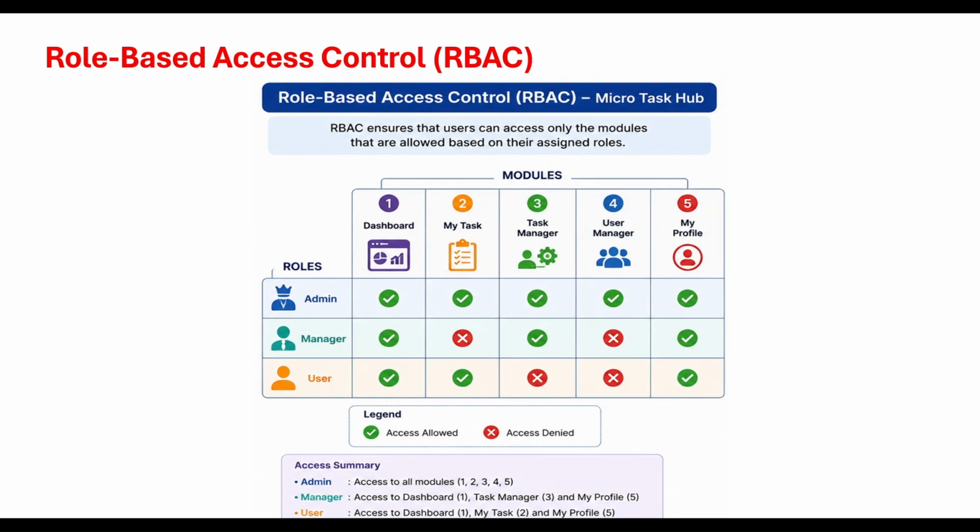Whenever the user tries to access a module or API, the backend reads the role from the JWT token, validates its permission, then grants or denies access accordingly. For example, if a user tries to access the user manager module, access will be denied. If admin accesses the same module, access will be granted.